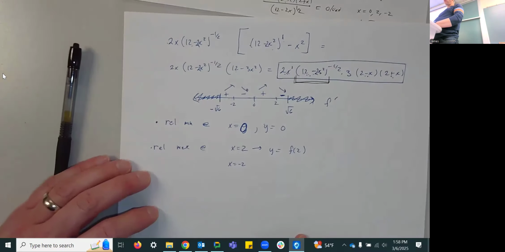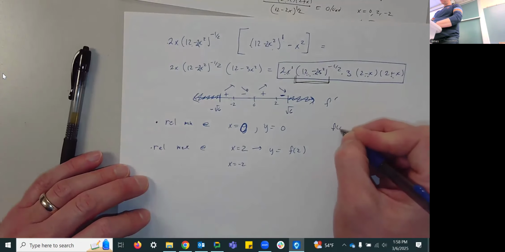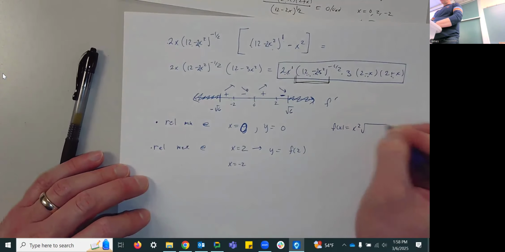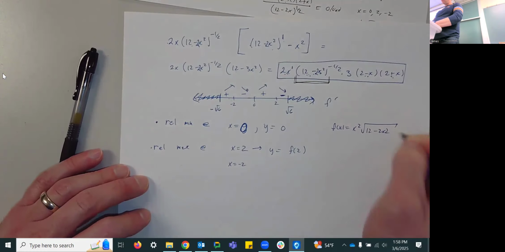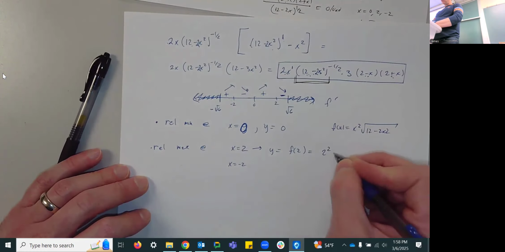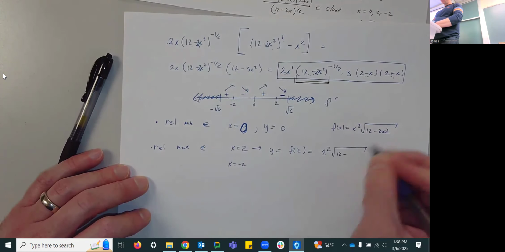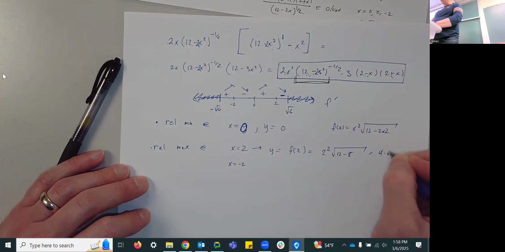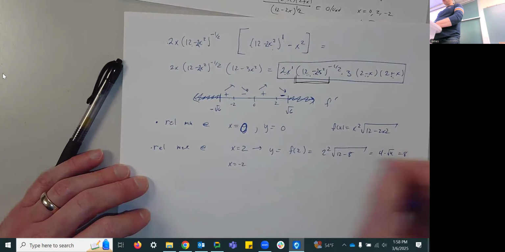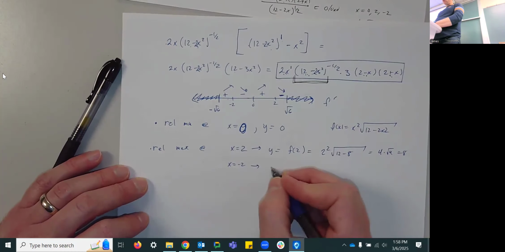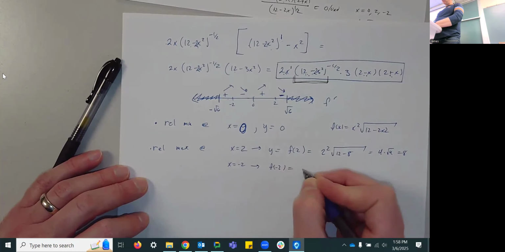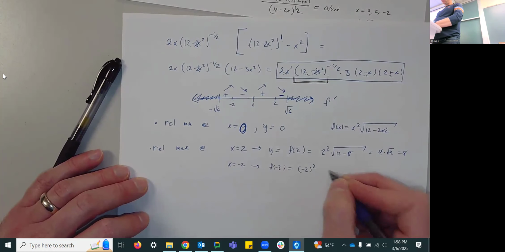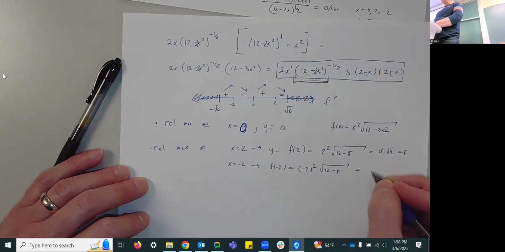Plugging back into our original function, which was x squared times the square root of 12 minus 2x squared, we're going to get 2 squared times the square root of 12 minus 8, which is 4 times the square root of 4, which is 8. And for negative 2, f of negative 2 is going to be negative 2 squared times the square root of 12 minus 8, which is also going to be 4 times 2, which is 8.